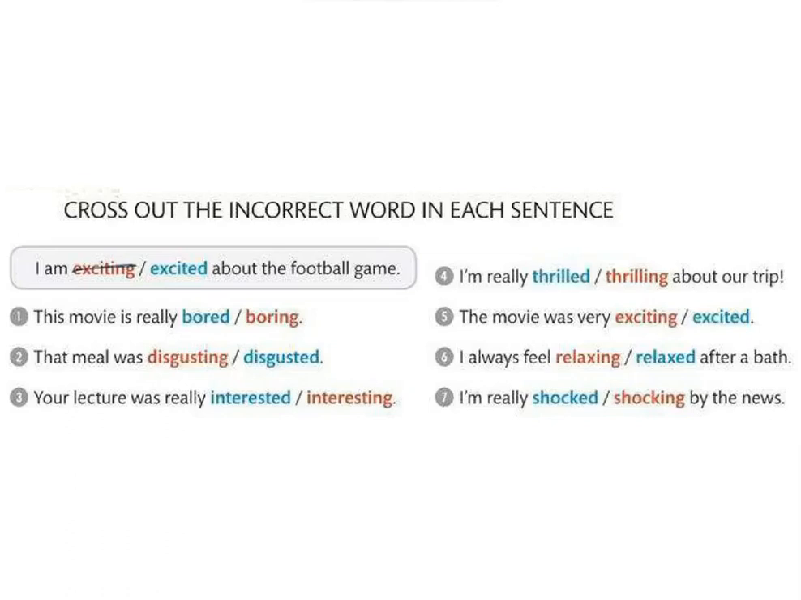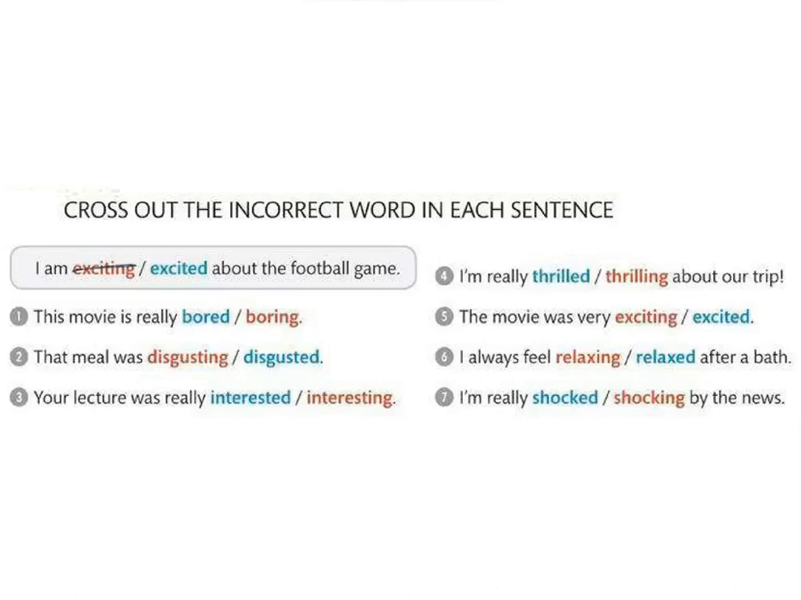Let's do this exercise here. We will cross out the incorrect word in each sentence. We will choose, of course, the correct word here. I am exciting or excited about the football game? I am excited about the football game because the football game is exciting. It is exciting, but I am excited. Number one.